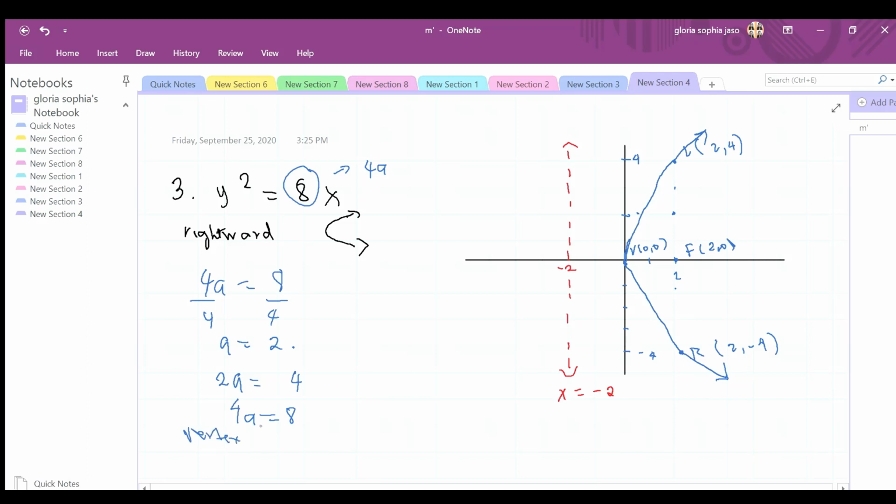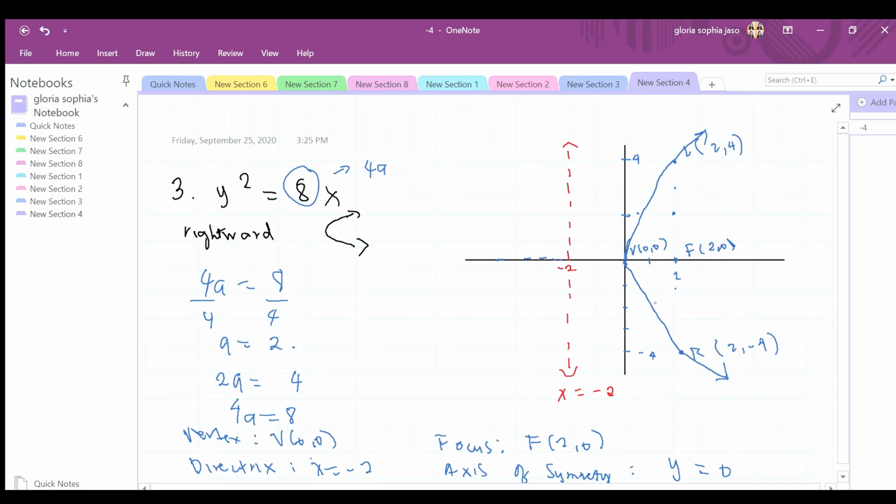Okay, so that is our parabola. And our vertex is (0, 0), and the equation of the directrix is x equals negative 2, and our focus is at (2, 0), okay, and the axis of symmetry is this line plus this line, so that's y equals 0.